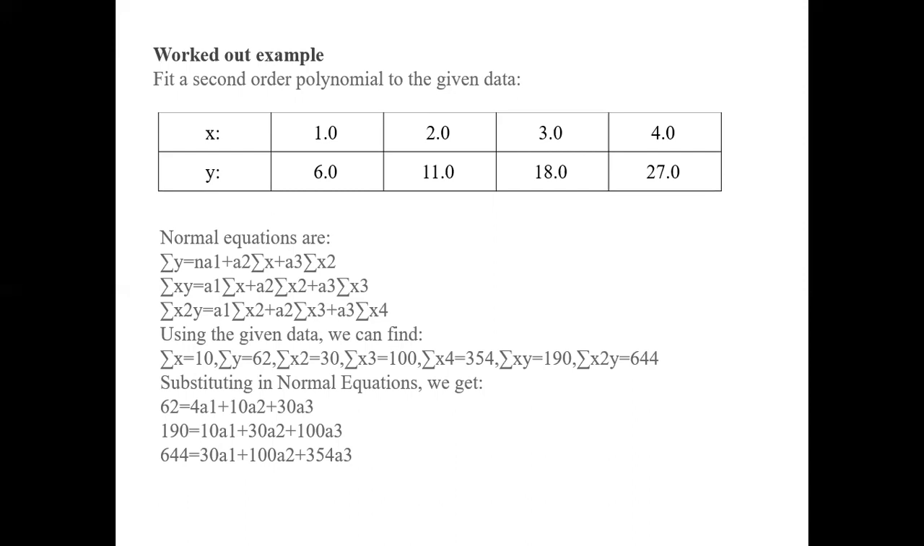The given data is x is 1, 2, 3, 4 and y is 6, 11, 18 and 27. The summation of x is 1 plus 2 plus 3 plus 4, this is 10. Summation of y is 6 plus 11 plus 18 plus 27, which is 62. Summation of x square is 1 plus 4 plus 9 plus 16. This is 30.